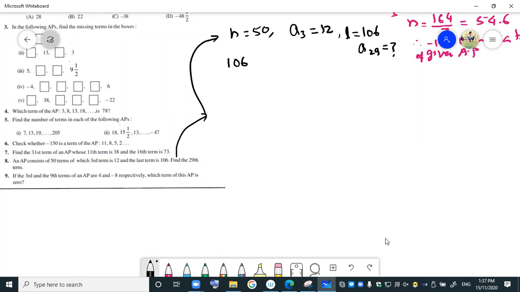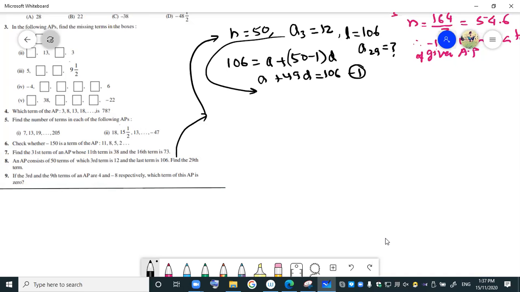So 106 will be equal to a plus n minus 1, 50 minus 1, into d. So 49, a plus 49d is equal to 106. This is our equation number 1. And equation number 2 will come from this A3. The third term is a plus 2d. A plus 2d is equal to 12. This will be our second equation.